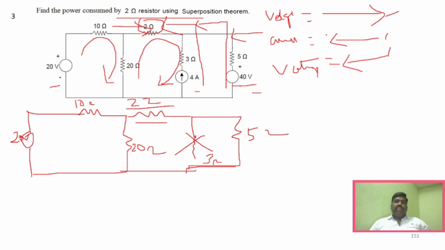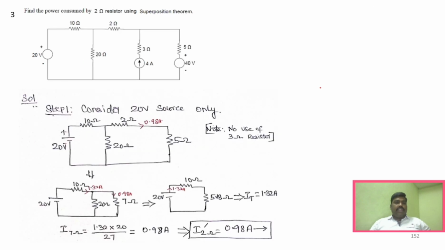And at last, you have to add all these currents, correct? Where this one will be the difference, that is subtract, right? So now we'll see how we have solved it. So you can see this is the question given. Find out the power consumed by the 2 ohm resistor, right?